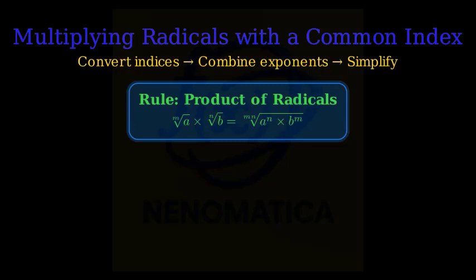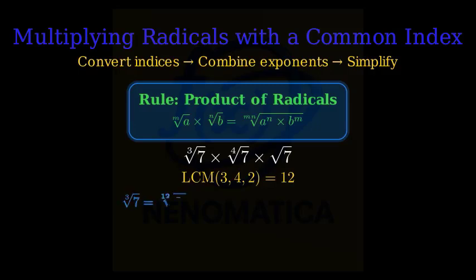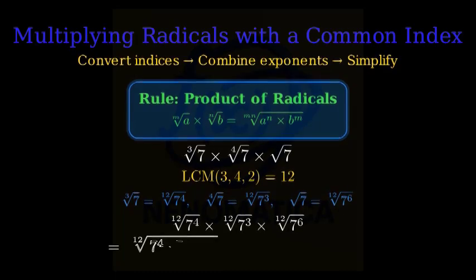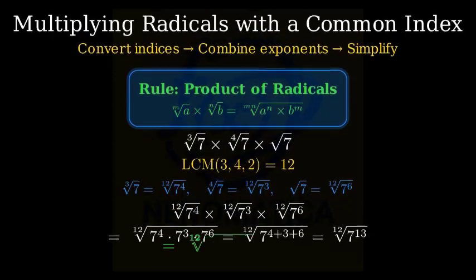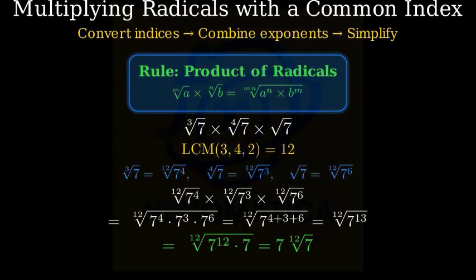Example 1. We simplify the expression: cube root of 7 times 4th root of 7 times square root of 7. Step 1. Write it clearly. Step 2. Find the least common multiple of 3, 4, and 2, which is 12. Convert each radical to a 12th root. Combine exponents under a single 12th root. Finally, split perfect 12th powers to extract factors and simplify.